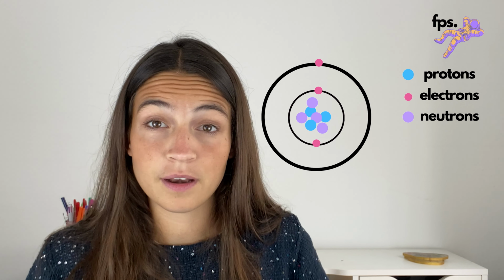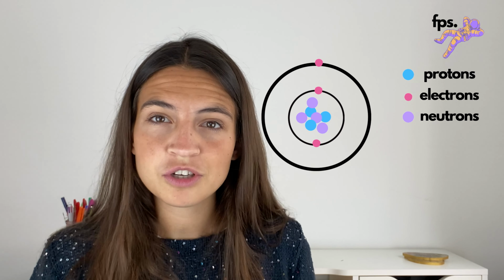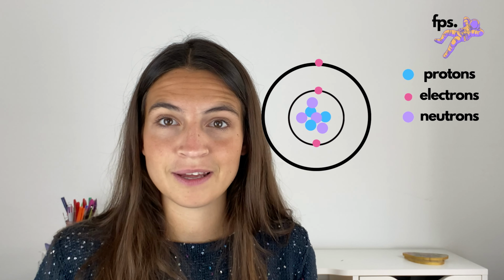Quick example, have a look at this lithium atom. What is going to happen when I remove 2 electrons from my lithium atom? Now I have 3 positively charged protons and 1 negatively charged electron, so I have an overall charge of +2.